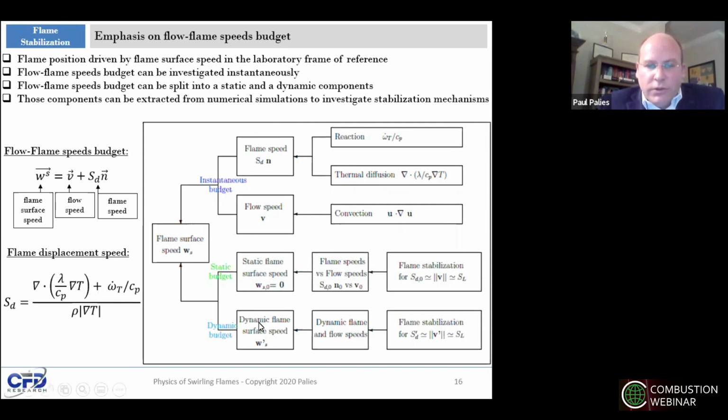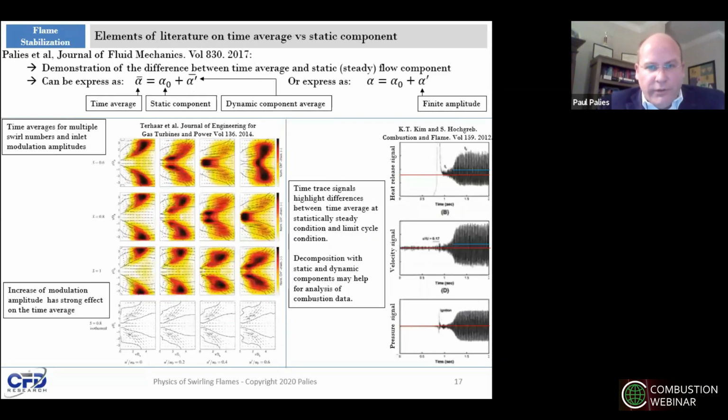And we can also have a dynamic budget for the fluctuation, which is expected to be satisfied when fluctuation of flow speed compensates fluctuation of flame speed. So that's the framework of the next couple of slides I will talk about.